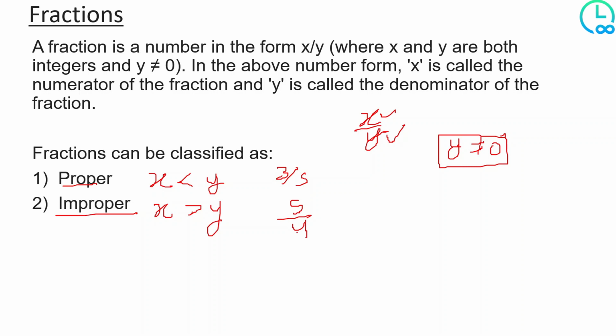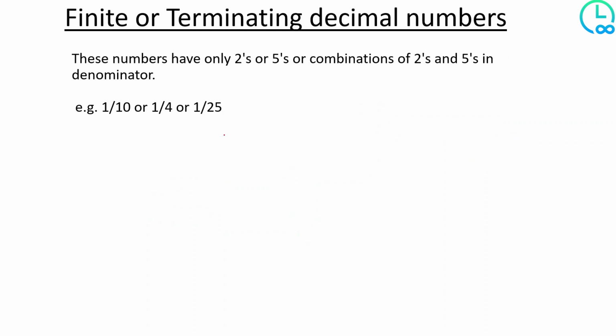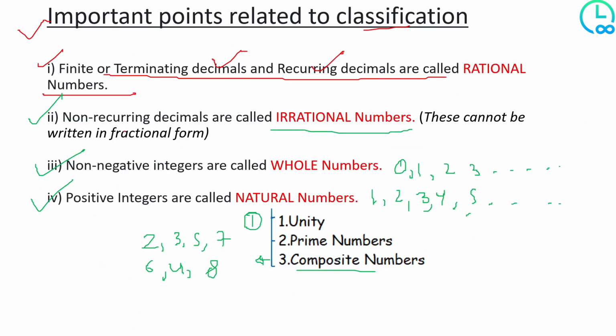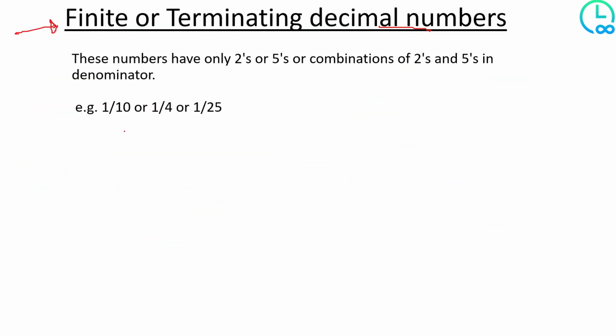So proper and improper fractions, this is clear. This is an important point, so make sure you pay attention here. Finite or terminating decimal numbers. Let's see on the chart what this was. This is this part. Finite or terminating decimal numbers. And the important part is, suppose this is the number. This is a finite or terminating decimal number.